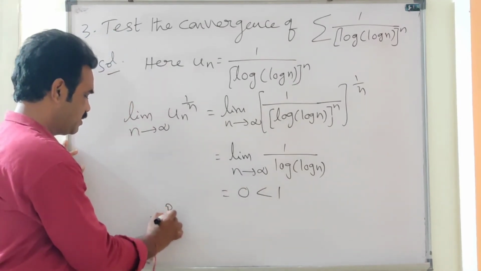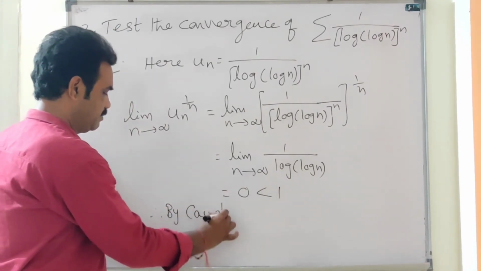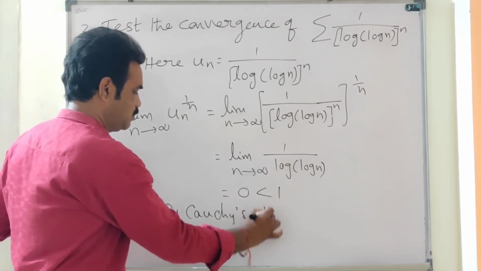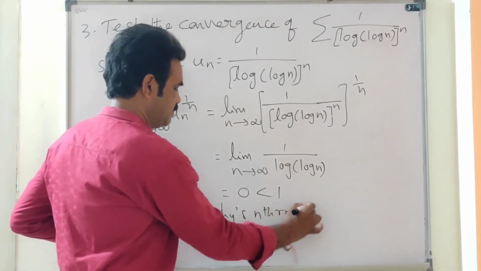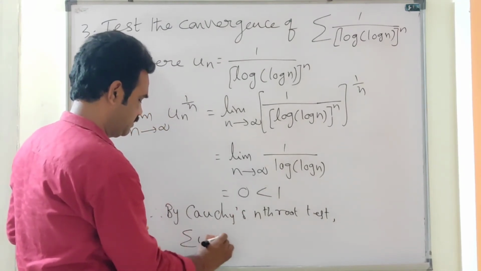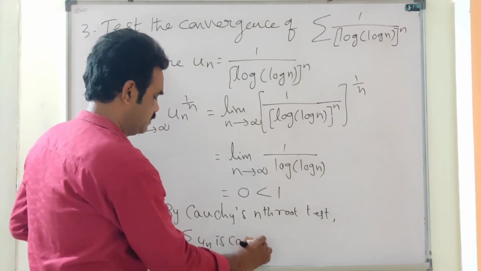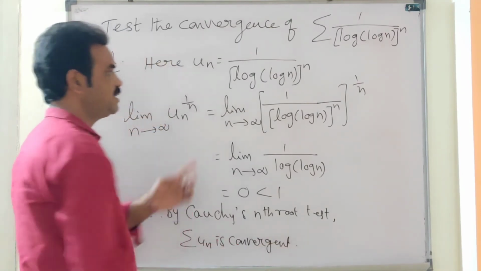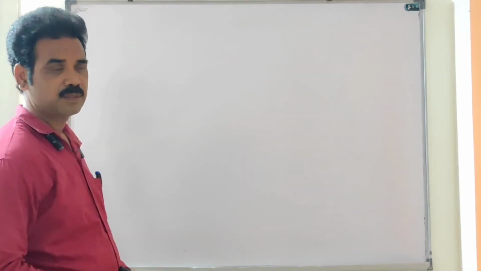Therefore, by Cauchy's nth root test, sigma un is convergent. That means the given series is convergent. Next one.